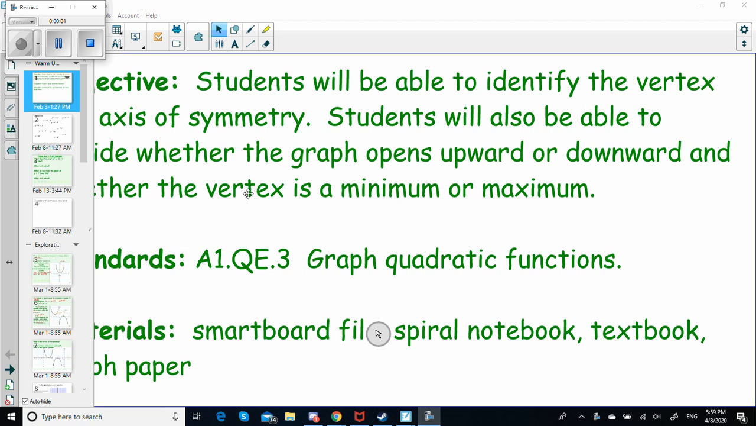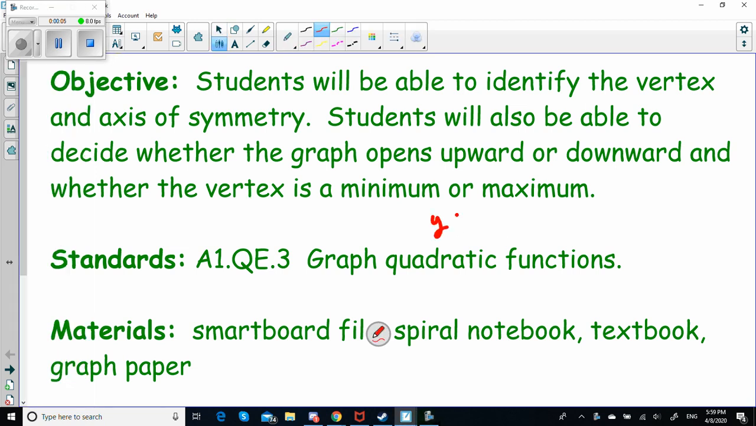Hi guys, we're going to be graphing parabolas today in the form y equals ax squared. These are called quadratic functions or quadratic equations. And we're going to be learning about the vertex, a minimum, a maximum, whether it opens up or downward. And we're going to talk about the vertex and the axis of symmetry, or some people call that the line of symmetry.